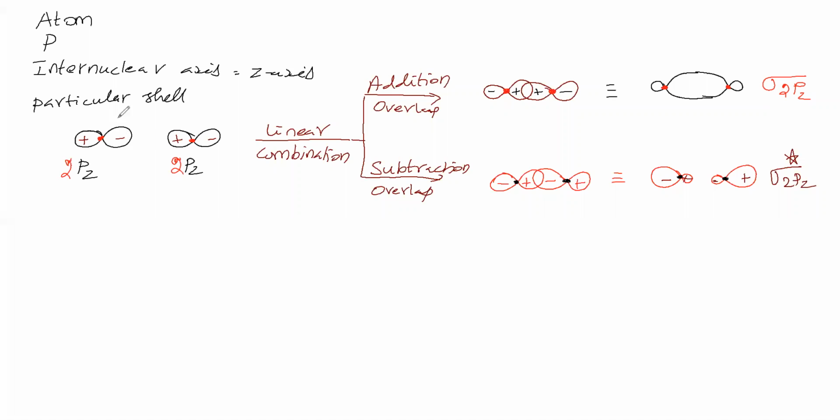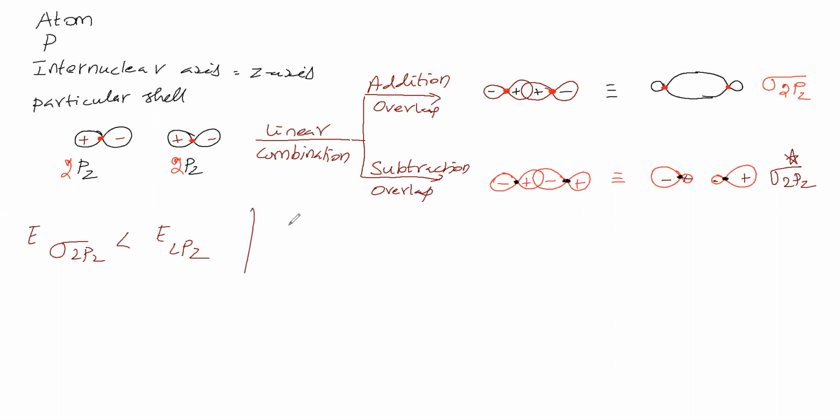lesser than that of atomic orbitals. Therefore, sigma 2pz energy is less than the energy of 2pz orbitals. Because here the probability of finding the electron cloud will be high when compared to the total probability of these two. Therefore this stability is more when compared to these two, and therefore this energy is less when compared to these two.